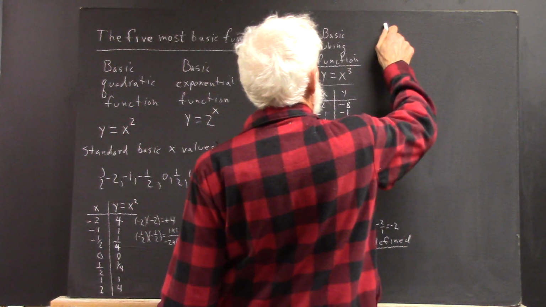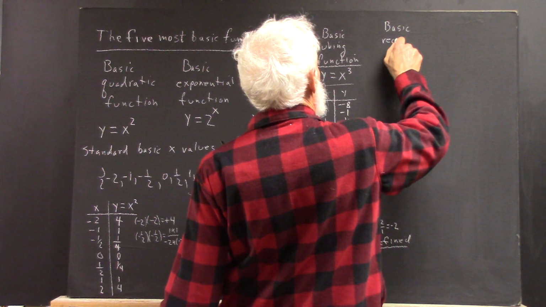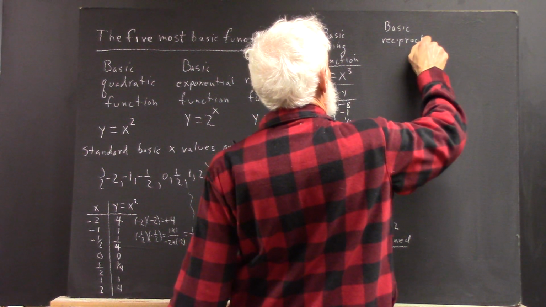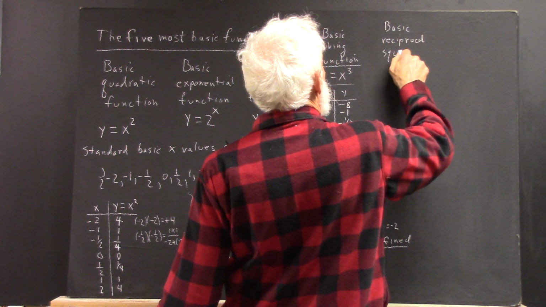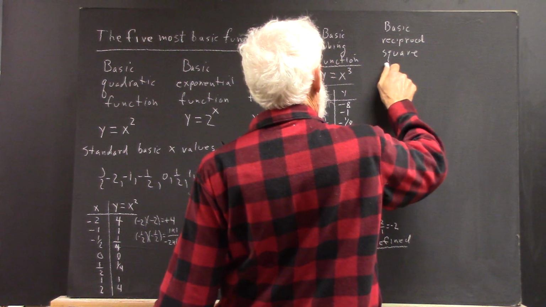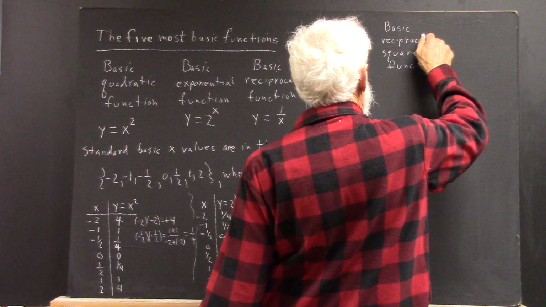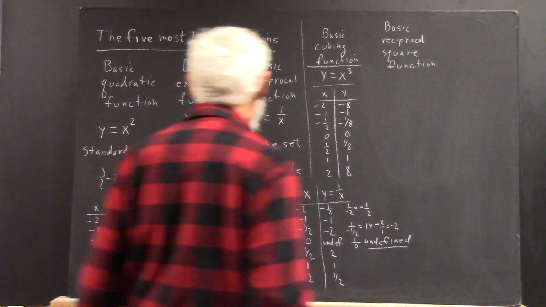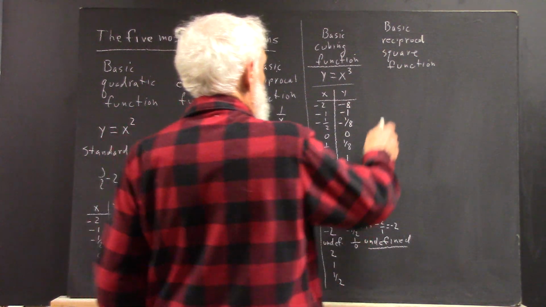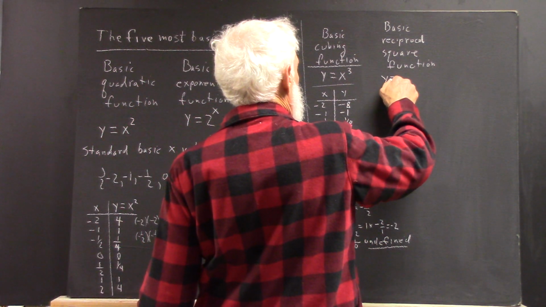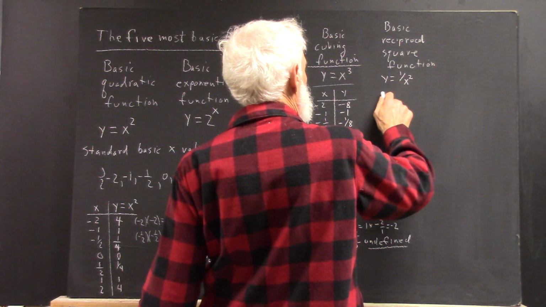And then we have the basic reciprocal square function. Now, by reciprocal square, what does that mean? Well, reciprocal means you put it under 1, and square means you square it. So it should be pretty easy to understand that terminology, and that's y equals 1 over x squared.